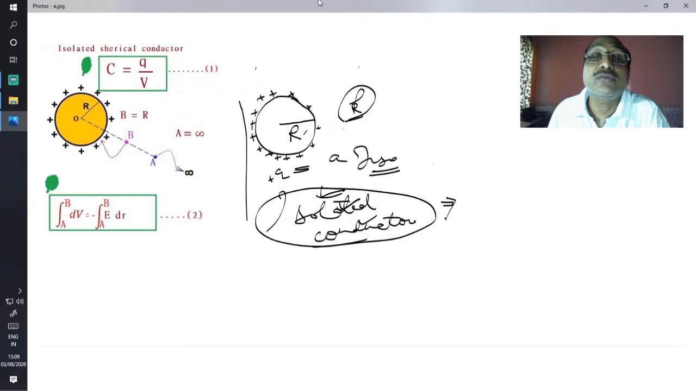Now we want to find out the capacitance of this isolated spherical conductor. To determine the capacitance of this conductor, we pay attention to the basic formula of the capacitance. We observe that this basic formula includes potential V, and V is the potential on the spherical conductor. Therefore, at first we must determine the potential at its surface.